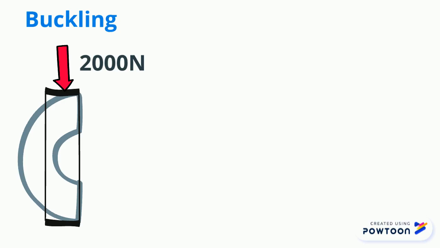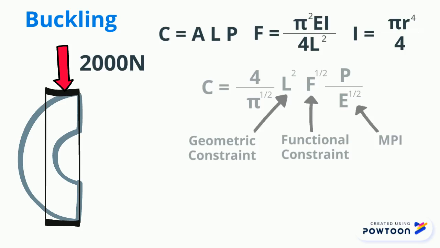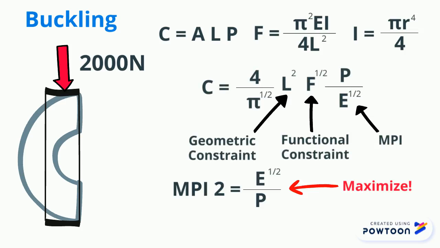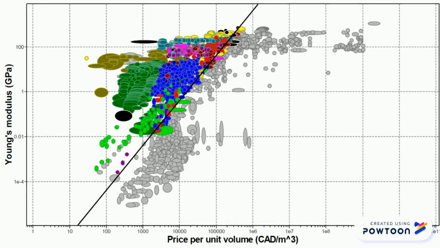Well, for the case of our pole, critical buckling load force will equal the following equation. If we combine this with our cost equation, we will get that the second MPI will be the square root of Young's modulus over the price per unit volume. Using our functional requirements, we can graph this MPI onto CES and get this plot. Is there any other functional requirements that you think will be suitable for this pole?